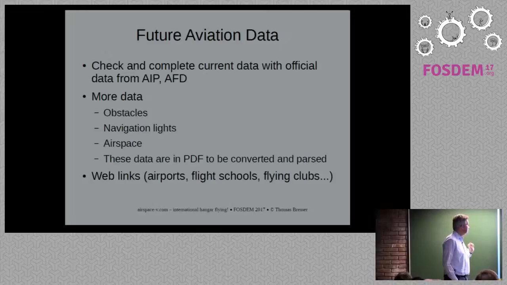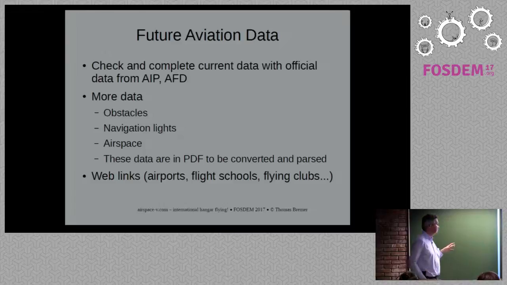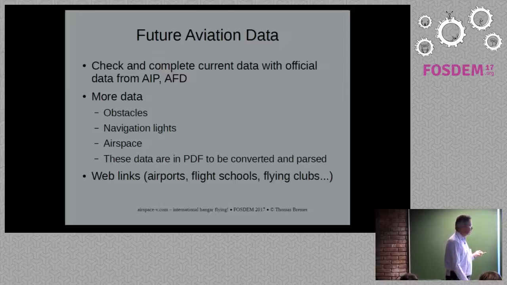Airspace, something like prohibited areas or control zones, also has to be introduced and shown on this website, and all these data are published by the officials in PDF format, and they have to be converted and then parsed to get into this website. But finally, web links. Currently there are only at most 1 or 2 Wikipedia links for each airport. And the plan is to include official airport websites, or flight schools, flying clubs, stuff like that.